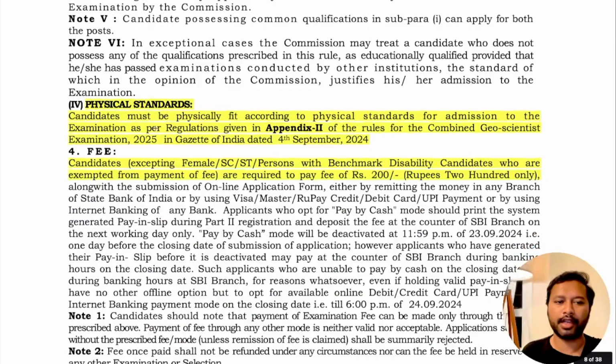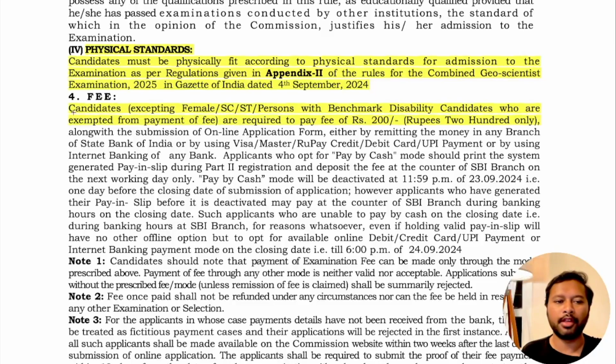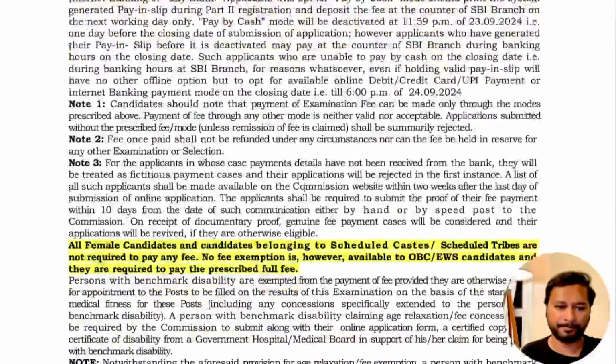Physical standard says that the candidate must be physically fit according to the physical standards, and then the fees for filling the form. The male candidates of general category and OBC category have to pay a fee of 200 rupees to fill this form. This form is relatively cheaper, it's a government exam, so that's why the form is relatively cheaper over here. 200 rupees is the amount which you have to pay for application.